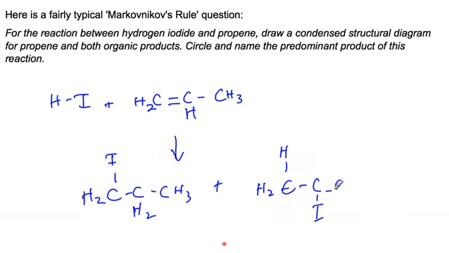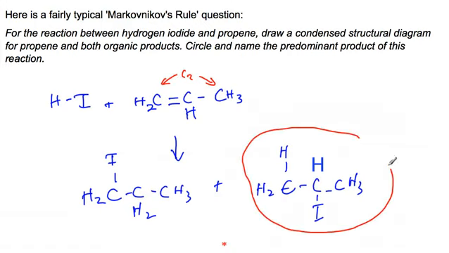And so according to Markovnikov's rule, one of these products is going to predominate, and carbon 2 is bonded to 2 other carbons, and so carbon 2 is going to get the functional group. So that is our predominant product with the iodine on carbon 2, and that is called 2-iodopropane. And so 2-iodopropane predominates in this reaction. And that concludes this video.